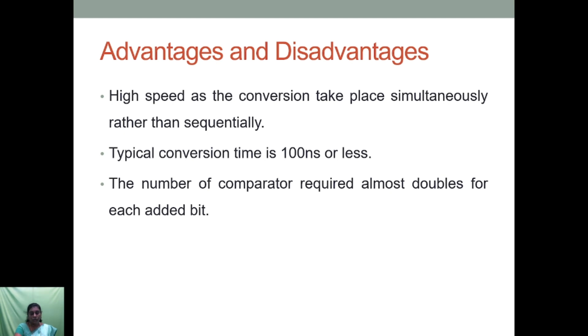And the only disadvantage of using this flash type is that the number of comparators required is almost double for each added bit. For example, here we have used a 3-bit converter. For this we needed 8 comparators. Suppose you go for 4-bit conversion, we have to use 16 comparators. So that is the main disadvantage of this flash type analog to digital converter.